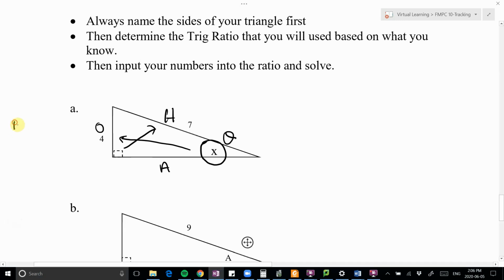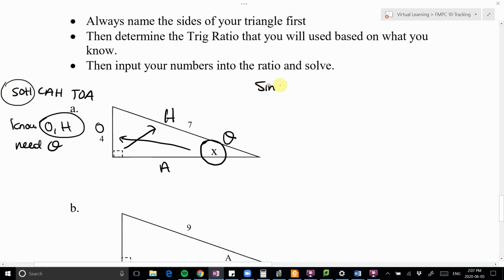So what do we know this time? I know O and I know H. I need theta. So this setting up process is the same, right? I know O and H. Those are two sides, so we're going to use sine. So then we're just filling those numbers in. But this time, I can't fill a number in for theta, so I put the variable in there. And sometimes it'll be a letter, sometimes it'll be a theta, but they're the same idea, right? They're just a variable for a missing number. So O is 4, H is 7.